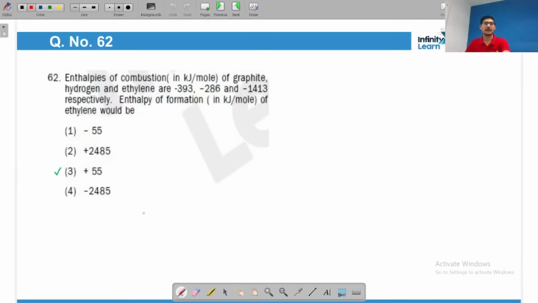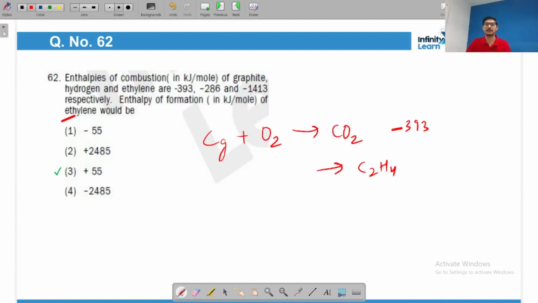Okay. Enthalpies of combustion of graphite. So graphite enthalpy of combustion, it is CO2. This is given to be how much? The enthalpy of combustion of graphite is minus 393, for hydrogen it is minus 286, for ethylene it is minus 1413. So the enthalpy of formation of ethylene. Ethylene, guys, is C2H4, and so this will be 2 of carbon graphite plus 2 of hydrogen, right?